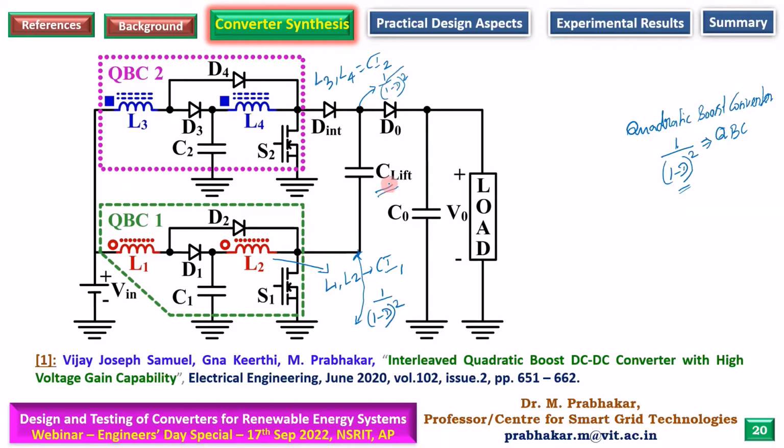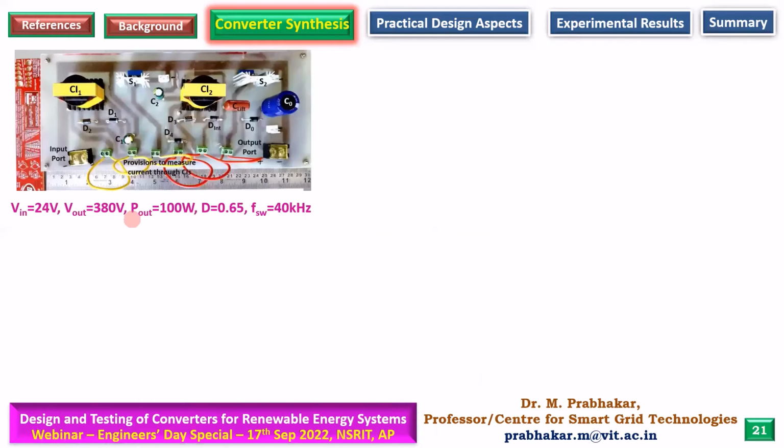Then we are using C lift. So totally across this C naught, we will have (1 plus 2) by (2 into (1 minus d) the whole square). This will be the voltage gain of this quadratic boost converter. It is called an interleaved quadratic boost converter because we are using two QBCs in parallel. Right? Test results are also provided. So this is the converter configuration.